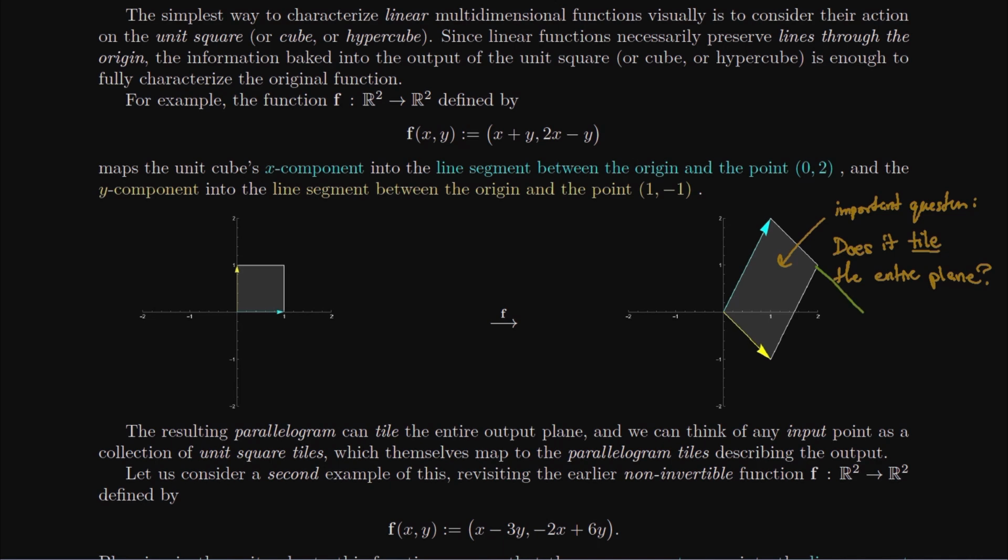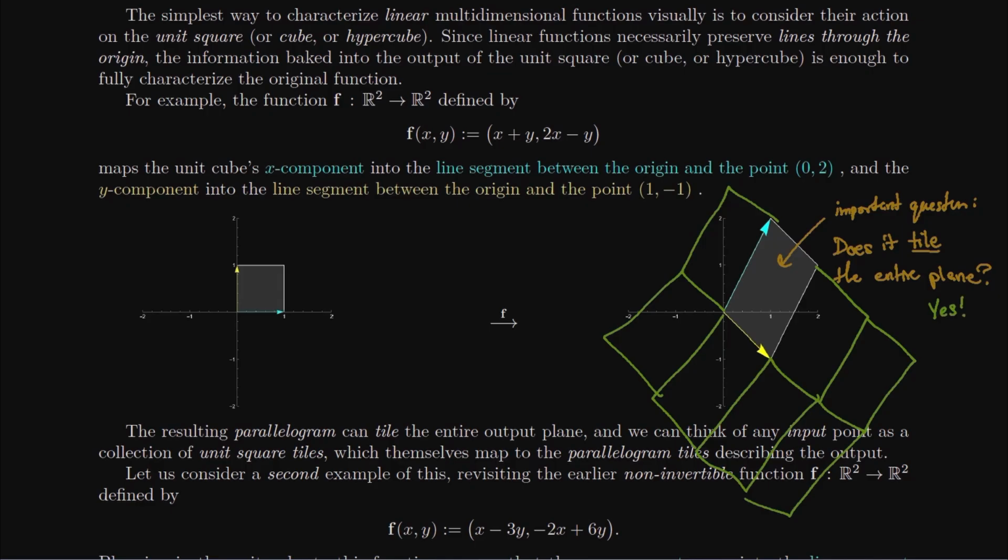And of course the answer here is yes. I could just get my second parallelogram here, my third parallelogram here, fourth, fifth, sixth, and so on. And these parallelograms will tile all of space if I allow myself to place future parallelogram tiles around the first one. And so that's an important property for f to have, that it maps the unit square into something which can tile all of the plane.